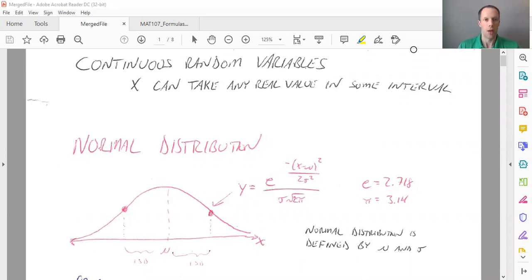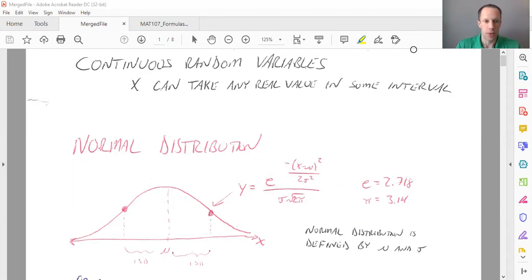If you remember, a random variable is something that we count or measure in a probability experiment. A continuous random variable would be something that we're measuring, whereas discrete would be something that we're counting. Now, with continuous random variables, the value can take any number in some interval.